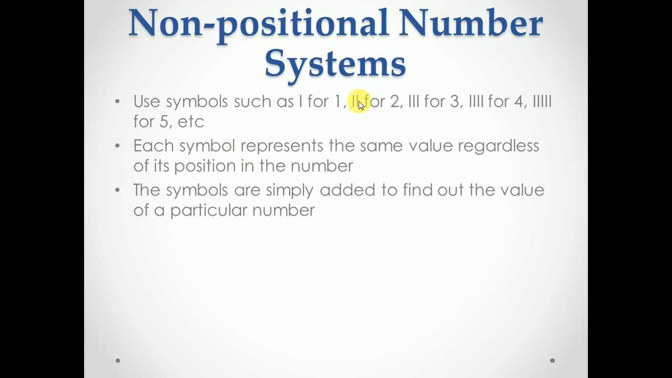So even if we change the position of these two lines, the value will be same. If we interchange one line for another, the value of this digit will be same. So each line will have same value, 1. So this is called as non-positional number system. It doesn't depend on the position.